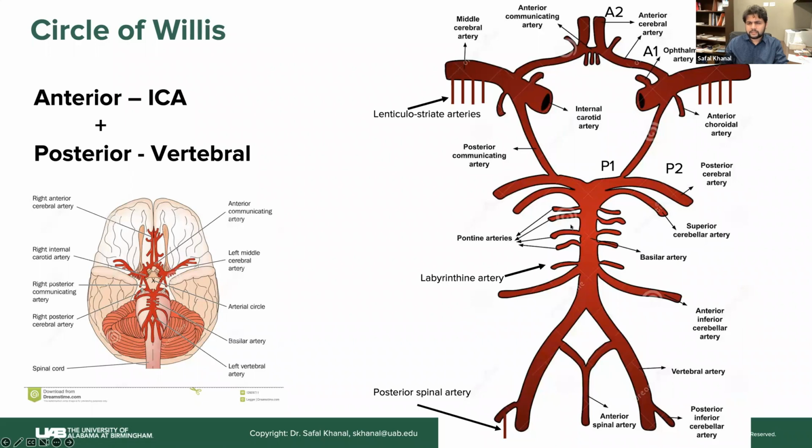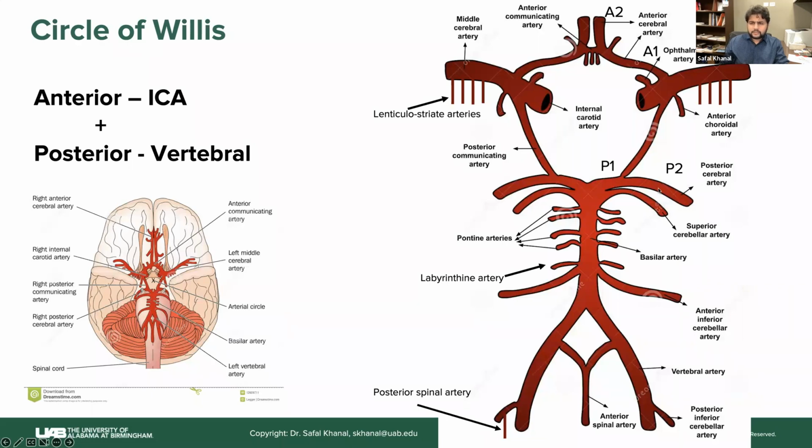There are several branches of this basilar artery. The posteriormost branch is the anterior inferior cerebellar artery, which of course supplies the cerebellum. And then you have your labyrinthine artery, pontine arteries, and as it moves forward, it gives the superior cerebellar artery, and then your posterior cerebral artery.